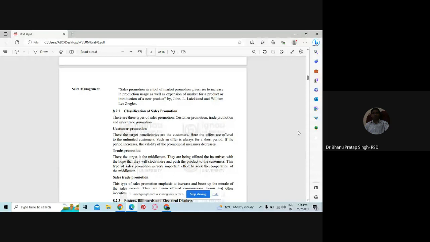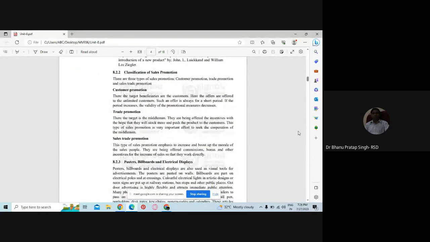These are the trade promotions, that is, 4 kg Wheel with 1 kg Wheel free. Such promotions are trade promotions. The third is sales trade promotion, that this type of sales promotion emphasizes increasing and boosting up the morale of the salespeople. They are being offered commissions, bonus, and other incentives for the increase of sales so that they work directly.